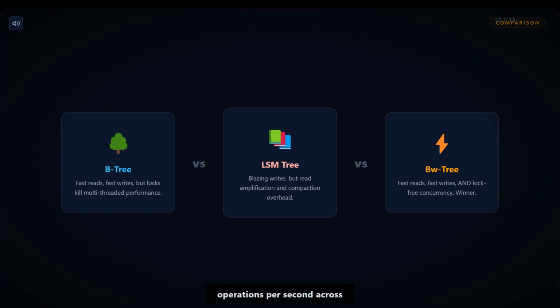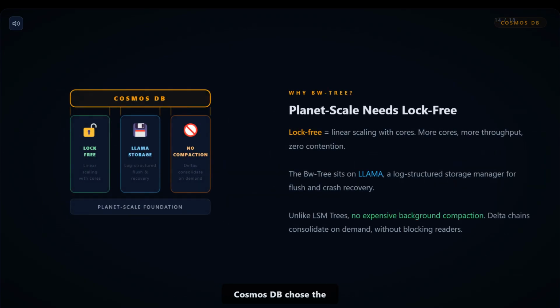For a system like Cosmos DB that needs millions of operations per second across dozens of cores, the BW tree wins. Cosmos DB chose the BW tree for 3 reasons. First, lock-free means it scales linearly with cores. More cores, more throughput. No contention.